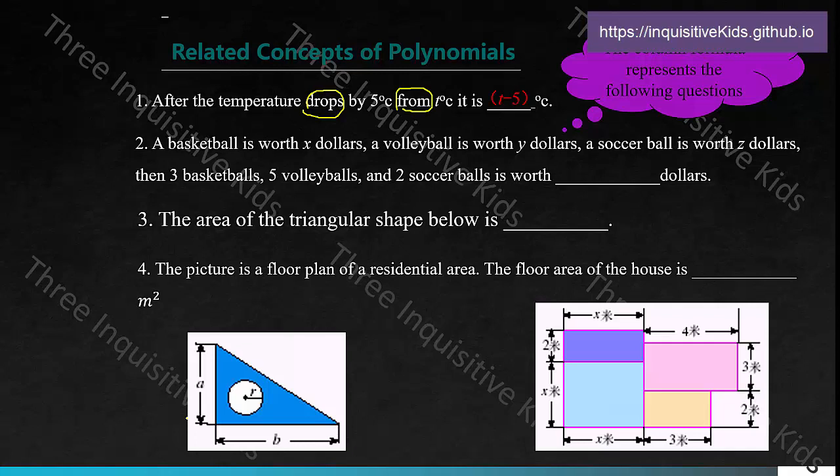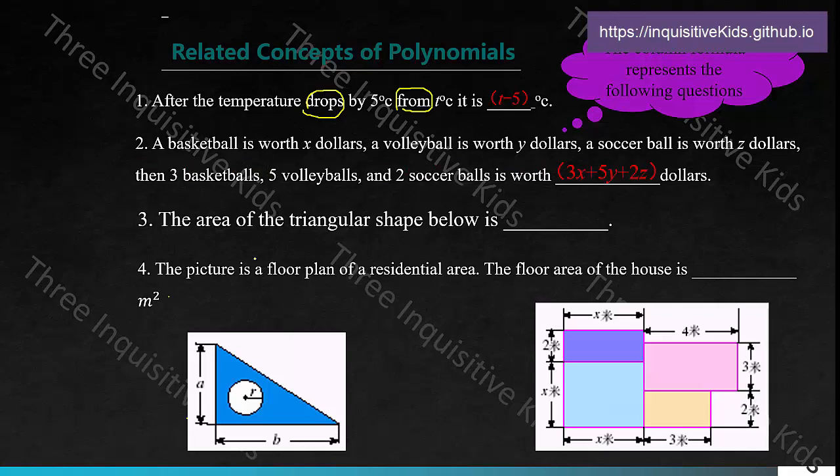Next, a basketball is worth X dollars, a volleyball is worth Y dollars, and a soccer ball is worth Z dollars. Then 3 basketballs, 5 volleyballs, and 2 soccer balls would be worth 3x plus 5y plus 2z dollars.